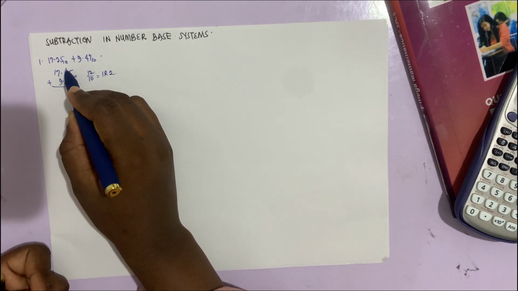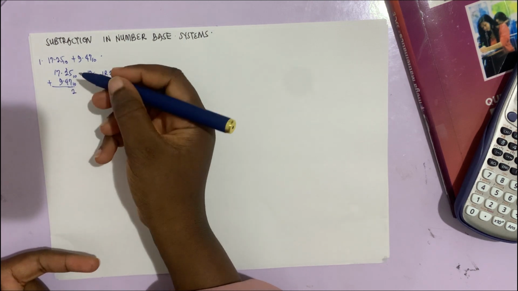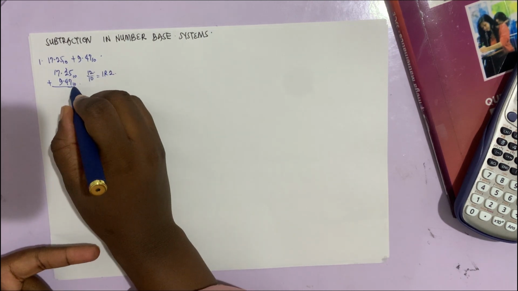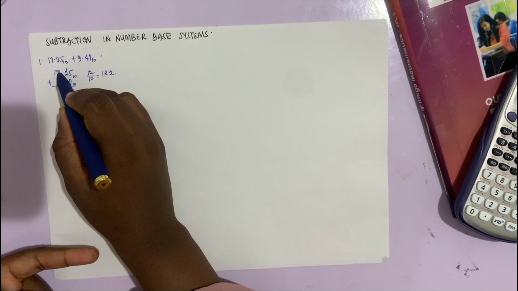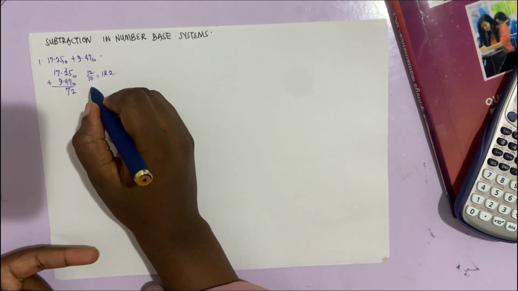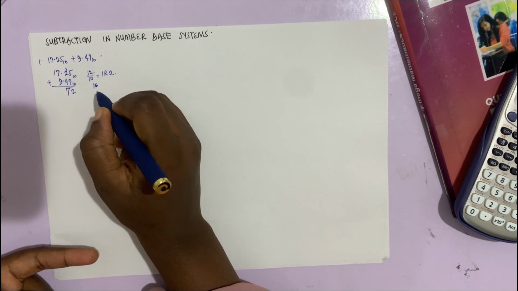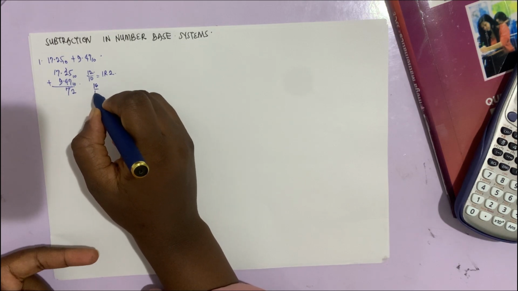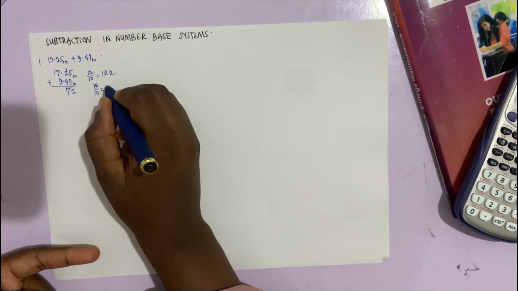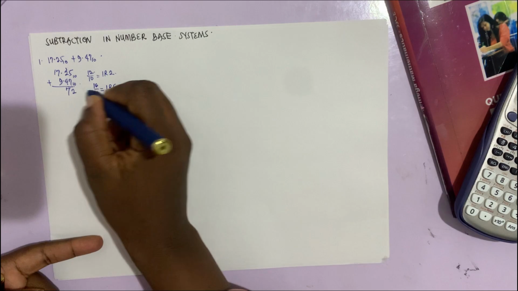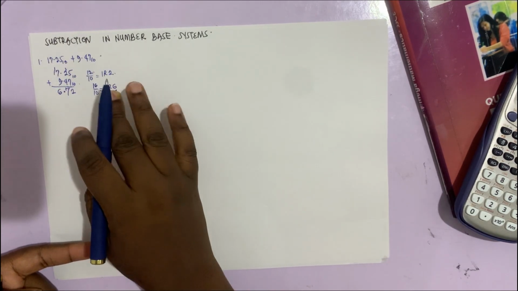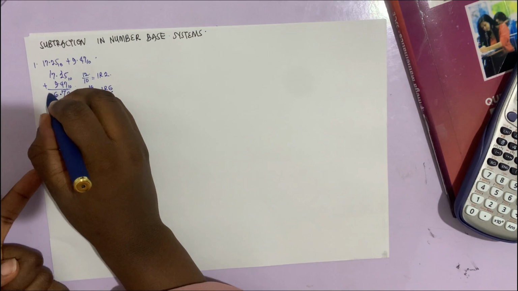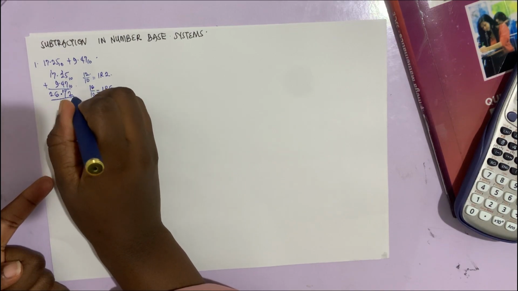So this 2 plus 1 is 3. 3 plus 4 is 7. 7 is less than 10, so we write 7. Then 7 plus 9 is 16. 16 is greater than 10, so we do 16 divided by 10. That's 1 remainder 6. So we write 6 and carry the 1. So 1 plus 1 will give us 2, and that is our final answer.